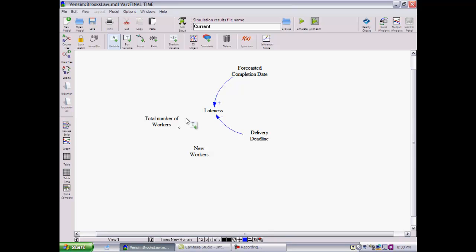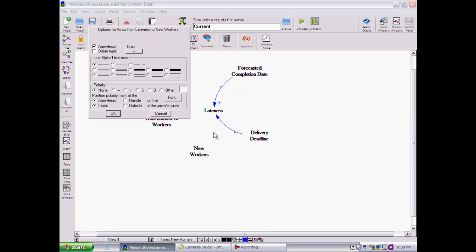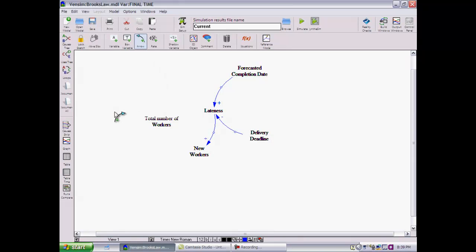So by my thinking, again, I'm trying to articulate my mental model of the structure underlying Brooks' law. If I'm late, then I hire new workers. So I would like to show a cause-effect relationship from lateness to new workers, and the polarity of that link should be positive, because if the lateness increases, I would like to add more new workers. So by that logic, the cause and effect, the changes move in the same direction. So this link has a positive polarity.